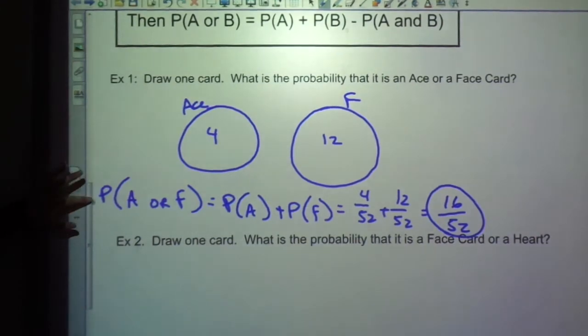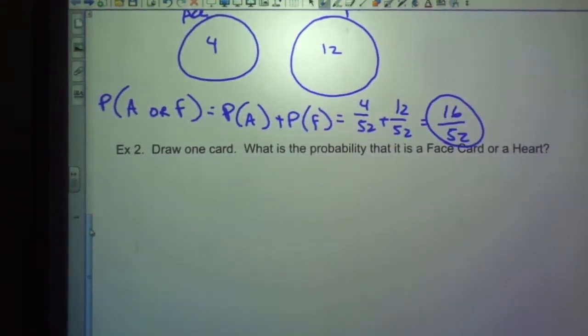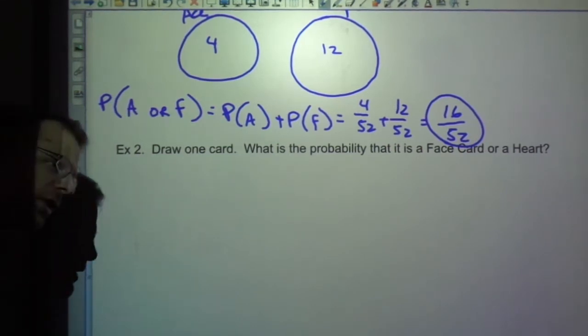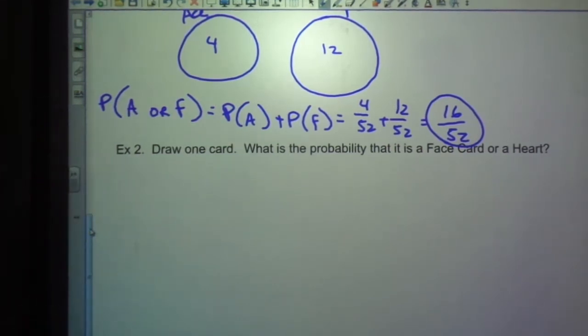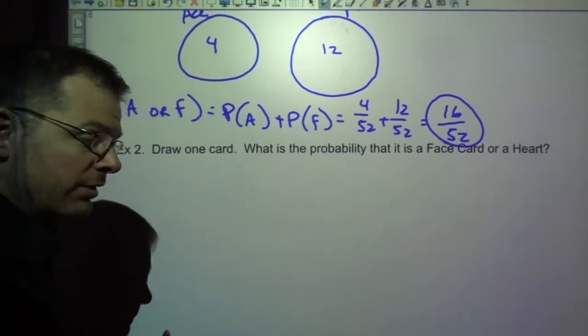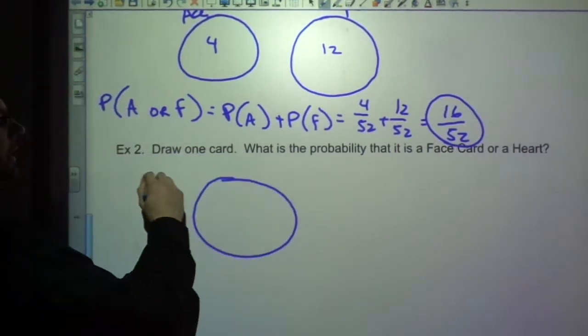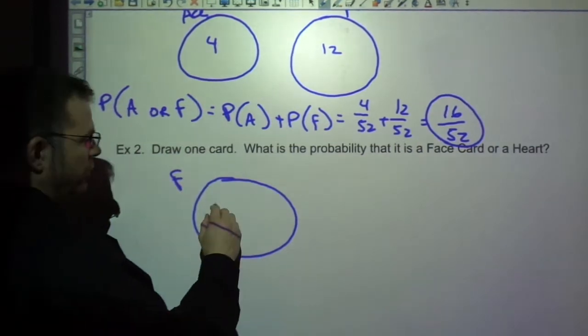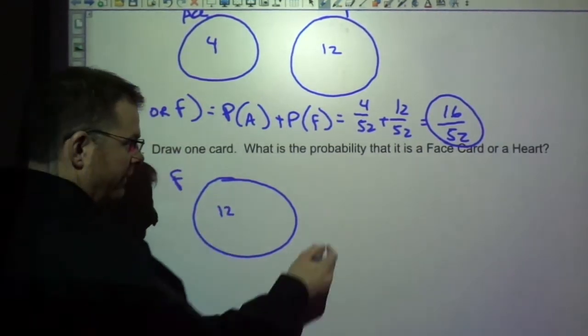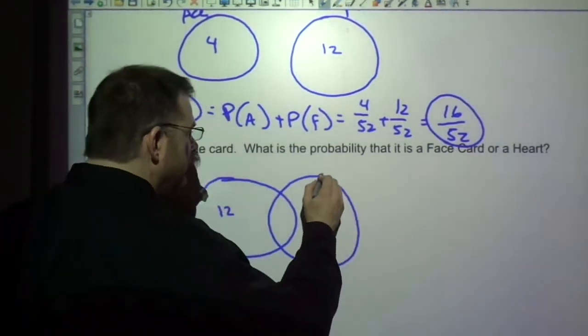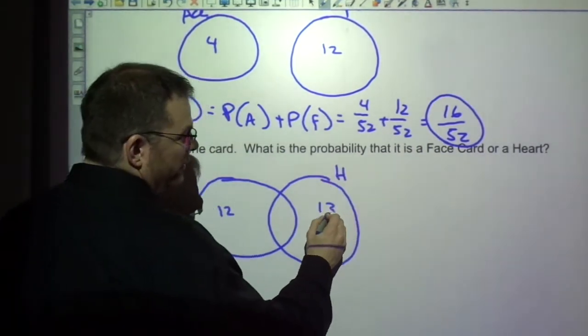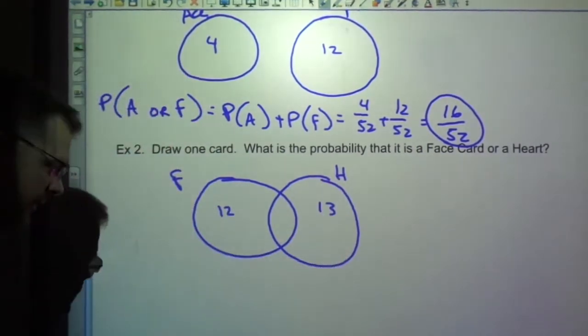Okay, the second example says, what's the probability that it's a face card or a heart? So could you be both a face card and a heart? Well, yeah, you could be a jack of hearts, a queen of hearts, or a king of hearts. So we need to think about this one in that there's an overlap. We could have face cards here. There are 12 of those. There are hearts. There are 13 of those. But some of those there's an overlap.